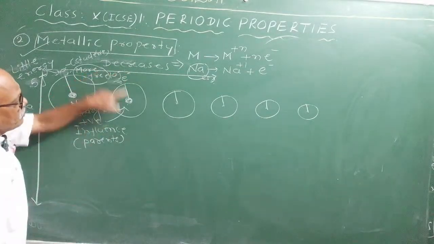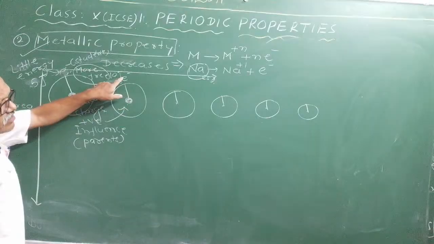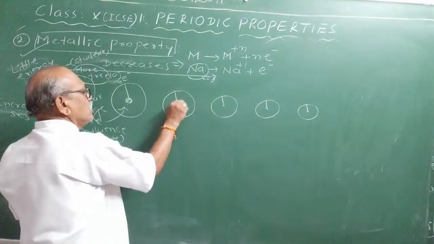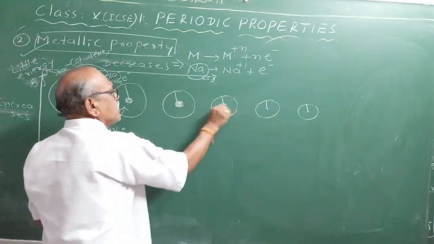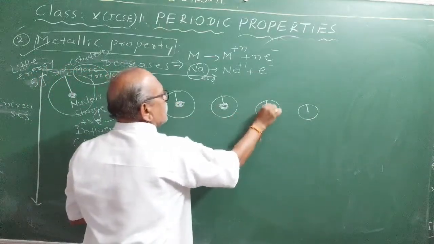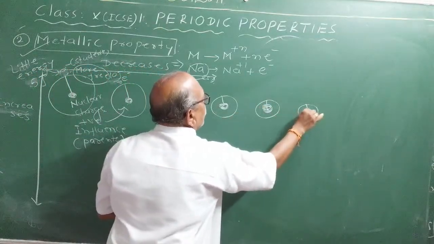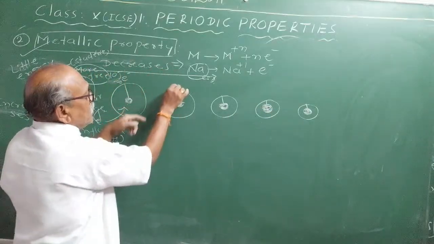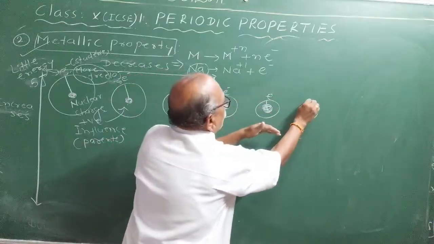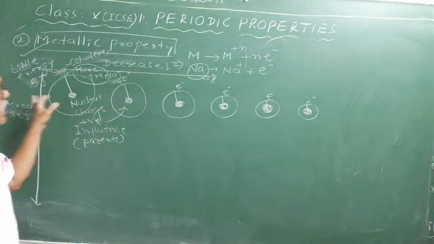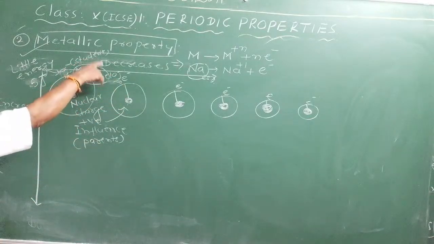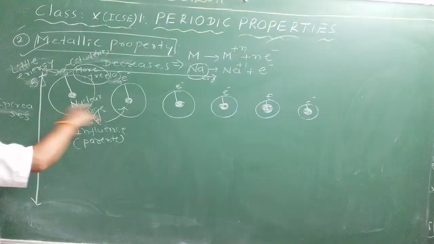More energy is required because it is under the control of the nucleus. And as you move further, the nuclear charge influence will go on increasing. Because one proton increases, nuclear charge is increasing, and therefore they will pull the valence shell towards themselves. Therefore, they are under more control. Therefore, to lose electrons is difficult. That is the reason why metallic property decreases from left to right.